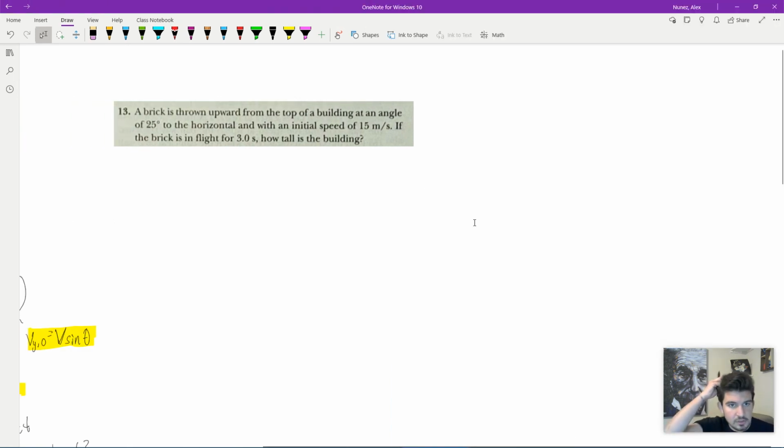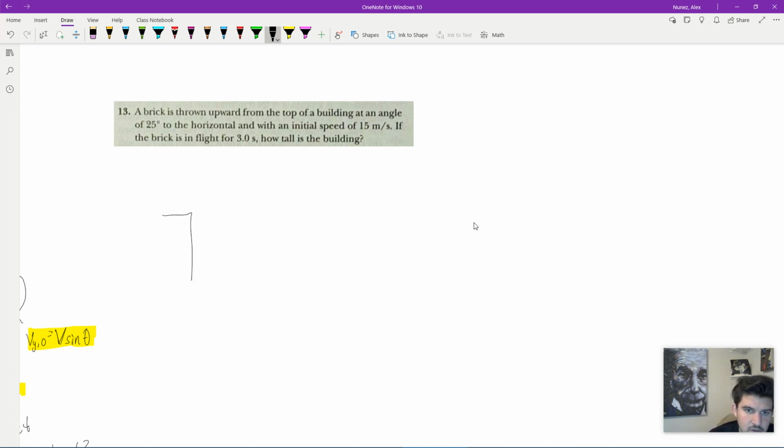Now let's take a look at 13. So 13 says that a brick is thrown upward from the top of a building at an angle of 25 degrees to the horizontal and with an initial speed of 15 meters per second. If the brick is in flight for 3 seconds, how tall is the building?